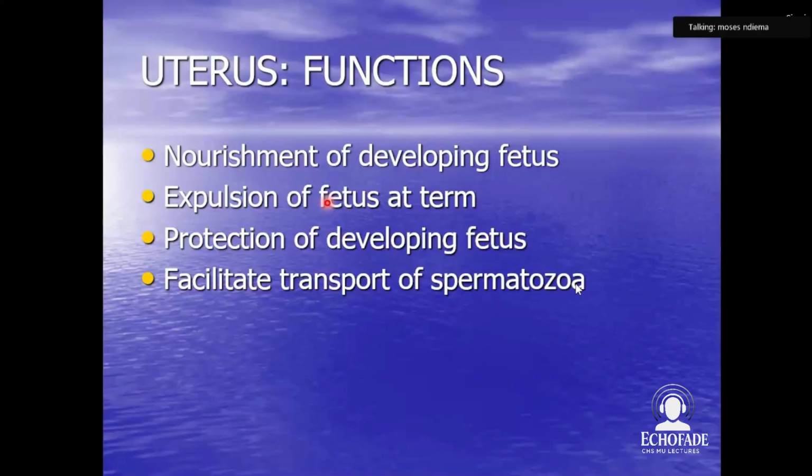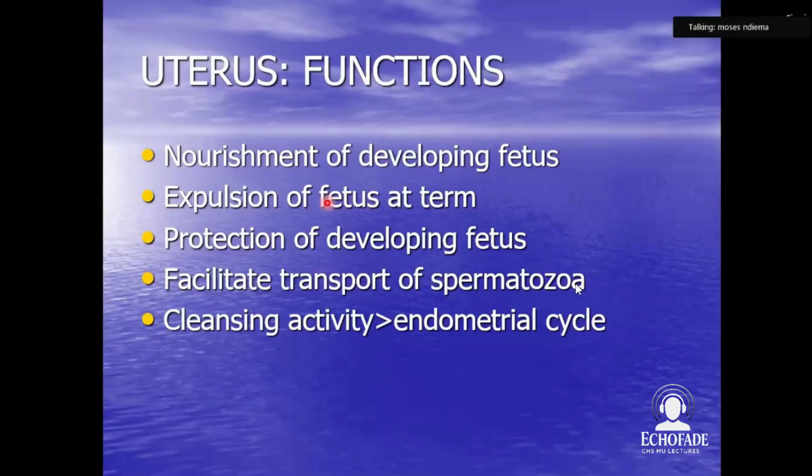The uterus also is very important in transport of spermatozoa. We remember we talked about release of prostaglandins during ejaculation, and this can cause mild contraction of the uterus, which will be important in the transport of spermatozoa through the uterine cavity all the way to the ampulla of the oviduct, where fertilization takes place.